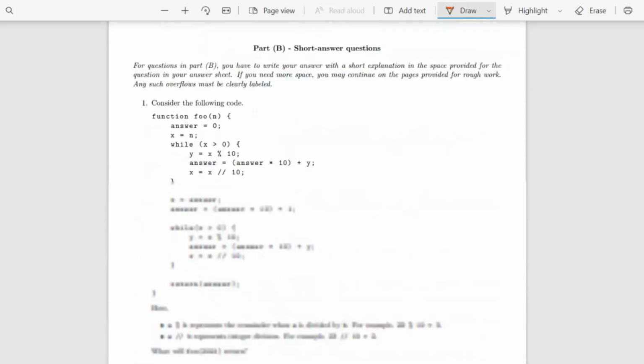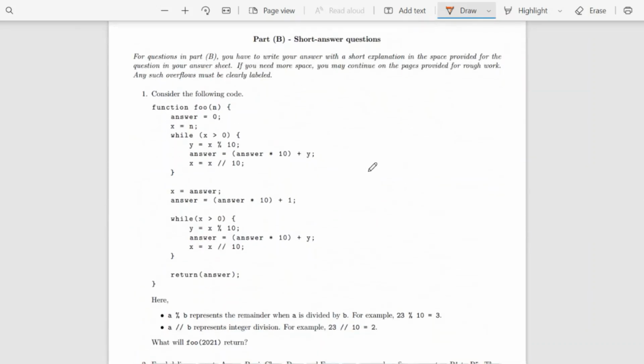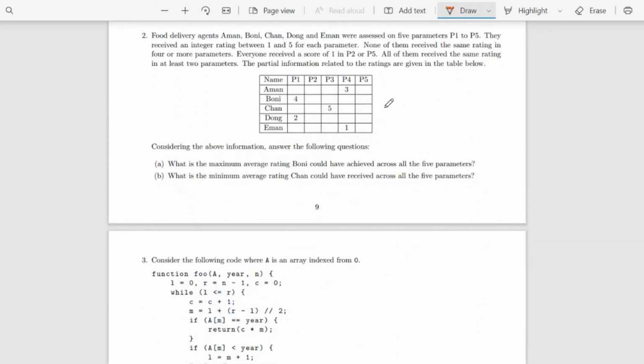Coming to the subjective part, the first question is from the coding section, coding or programming. The next part is a question of reasoning. Reasoning is something like reasoning and data interpretation, so these things will be there. This is part of the reasoning question, and especially it is talking about a food delivery agent.